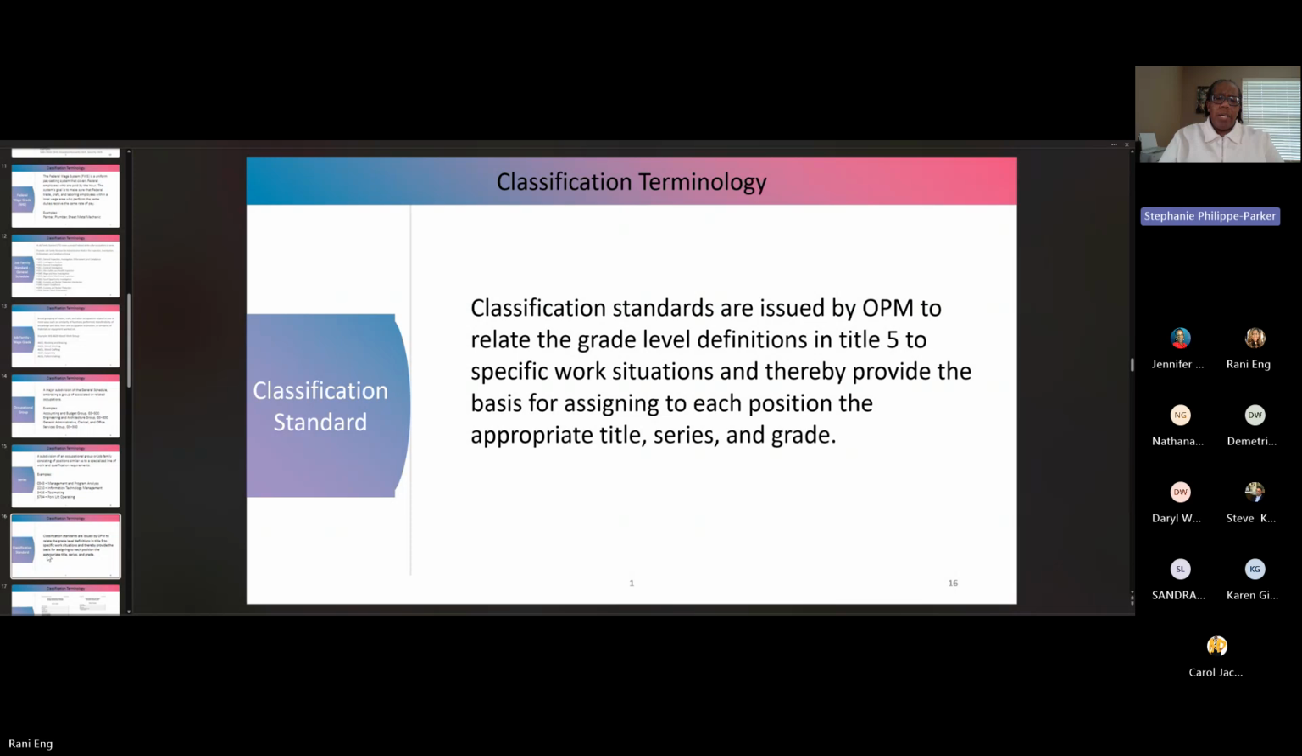Across some of these standards, some occupational groups and job families may share the same evaluation criteria or standard, and this just simply means that the work is similar enough to be evaluated by the same guidelines. Next slide, please.